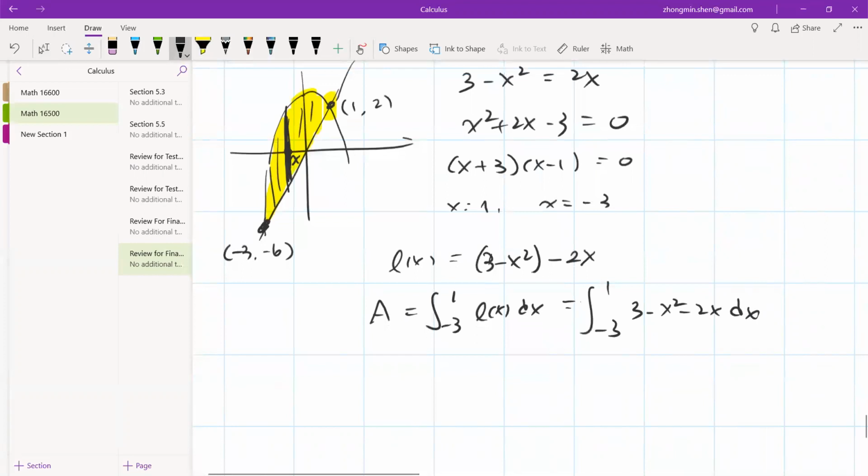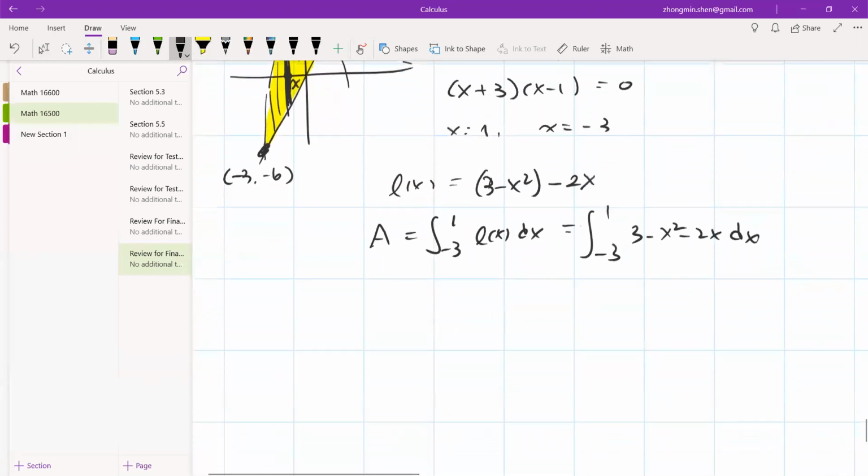Okay, that's it. So I'm not going to finish the computation for this, but at least you get an integral for the area. So this type of problem will be the most complicated problem on the test if it shows up. Okay.